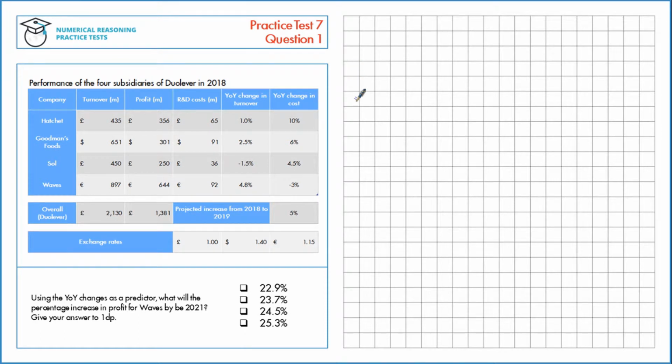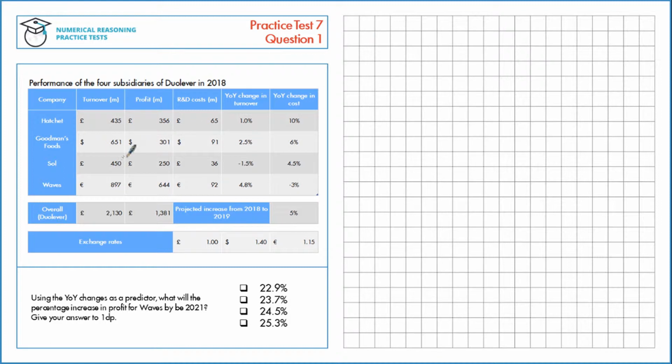Using the year-on-year changes as a predictor, what will the percentage increase in profit for Waves be by 2021? Give your answer to one decimal place. First, we're going to need to calculate the costs currently and use the year-on-year change to find the costs in 2021. So first, let's calculate the costs in this year, which is 2018.